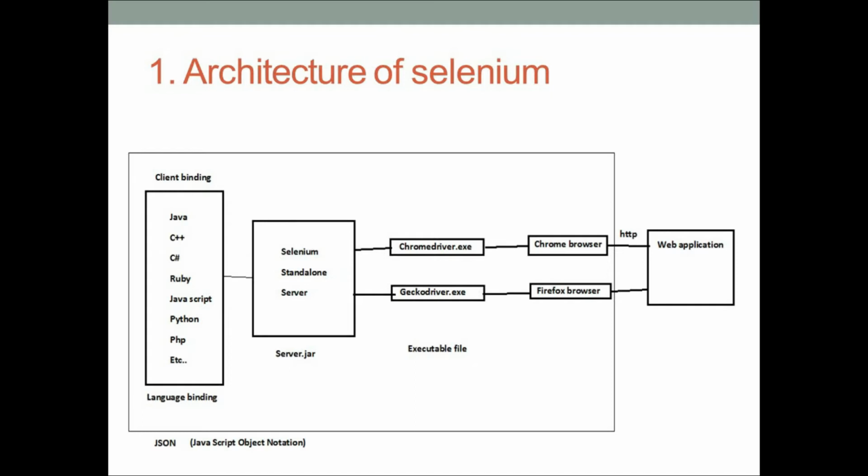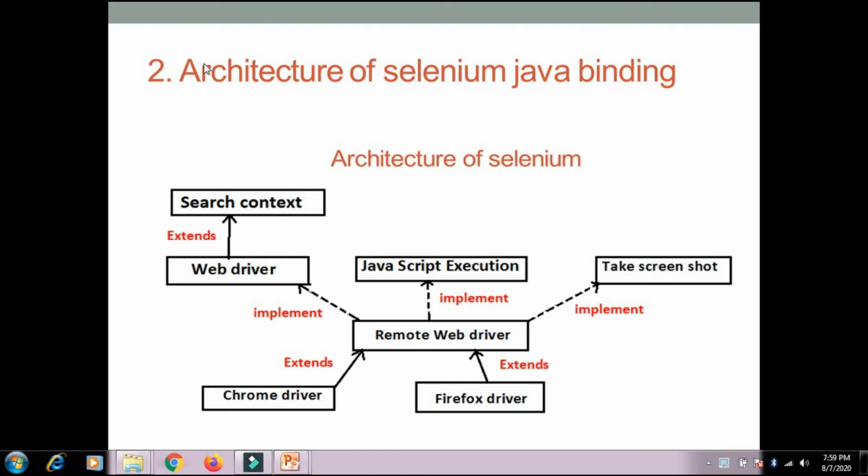Each browser has a specific browser driver. Browser drivers interact with their respective browser and execute the command by interpreting the JSON which they receive. As soon as the browser driver gets any instruction, it runs it on the browser. Then the response is given back in the form of an HTTP response. That is the architecture of Selenium binding.